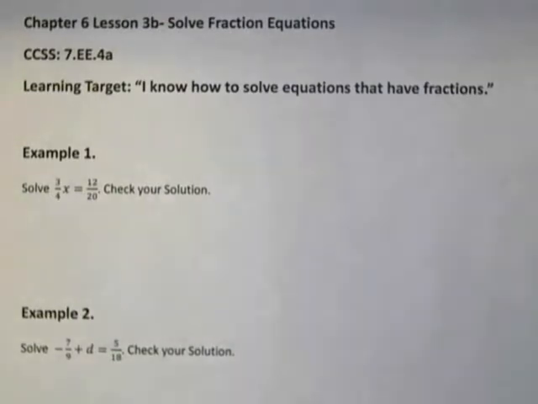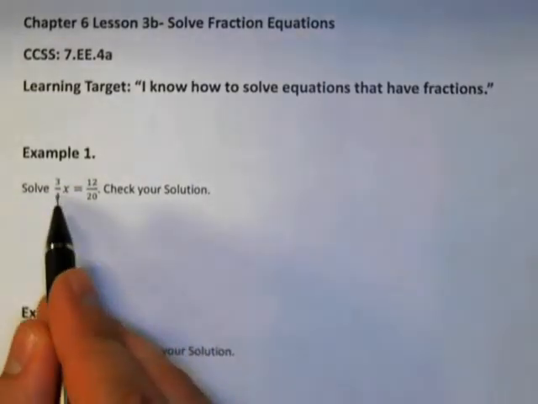All right, Chapter 6, Lesson 3b is solving fraction equations. And that's your learning target: I know how to solve equations that have fractions. All right, so let's get started here. It's not much different as far as what we've been doing in the past. It's just using fractions instead of decimals or instead of integers. We're trying to solve for the variable, okay?